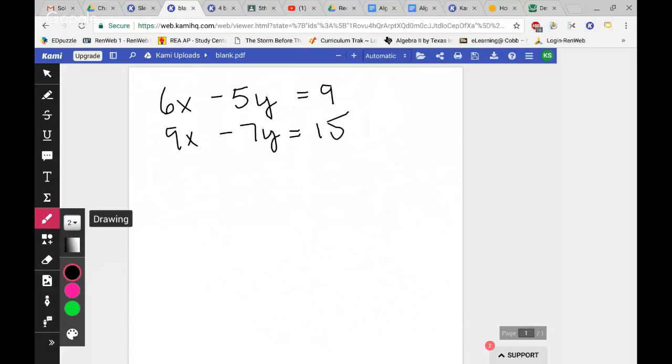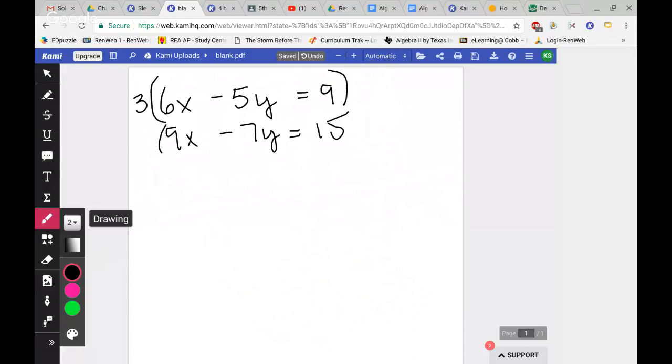so one of the other things that we can do is we can try to also create an opposite in this situation. And we'll talk about that as we go. So what would I have to multiply 6 by to get 18? 3. Good job. So I'm going to just put a 3 out front to remind myself I'm going to multiply this whole thing by 3.